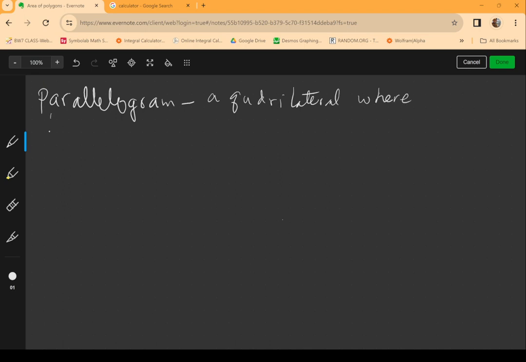Okay, so our next shape that we're going to take a look at, the area formula, is also another quadrilateral, right? This time we're going to take a look at a parallelogram. All right, now a parallelogram is a quadrilateral, right? So it has four sides. So a quadrilateral where opposite sides are parallel.